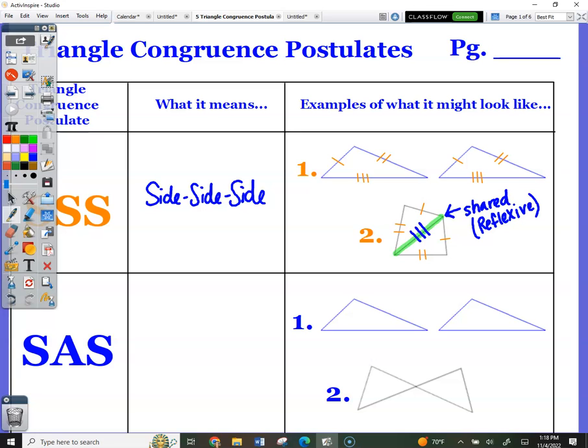Side is if you can state you have 3 congruent sides all the way around. Here's an example of where you can have a sneaky one, and you would mark that that side that's shared is congruent to itself because it would be duplicated should you draw them separately. Let's go to the next shortcut. What do you think? Side angle side.